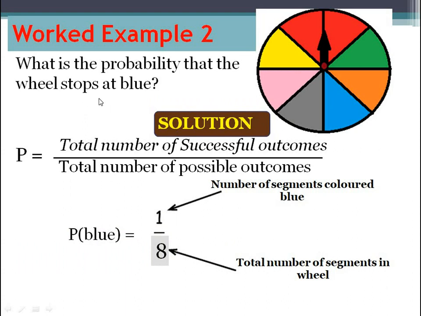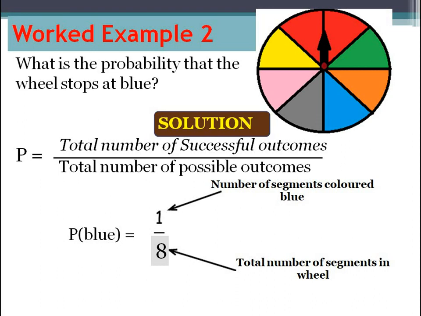Example 2. What is the probability that the wheel stops at blue? You can see this wheel. How many sides? 8 sides. How many of the segments are colored blue? Just 1. That is, the probability of spinning this wheel and it lands on blue is what? 1 over 8, where 1 is the number of segments colored blue and 8 is the total number of segments in this wheel.